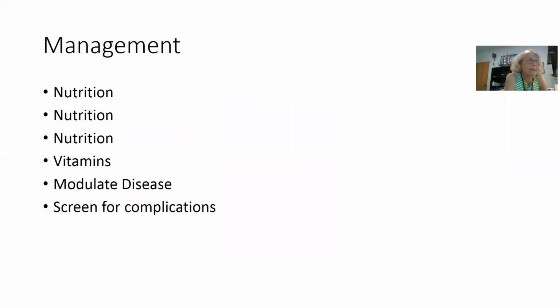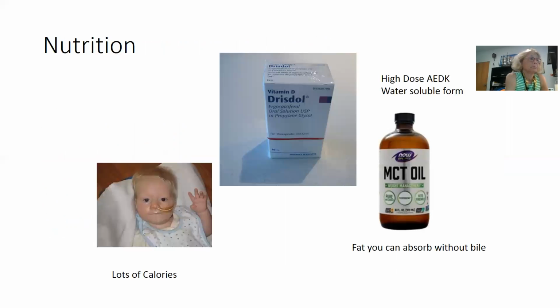So what do we do to manage it? Most of it is nutrition. Nutrition, nutrition, nutrition. We also need to make sure that they have vitamin supplementation. We do everything we can to modulate their disease and screen for complications. So we give them lots of calories. Sometimes these kids need 150 or 180 calories per kilo per day. Sometimes we have to use NG tubes to get that in because they just can't take enough in.